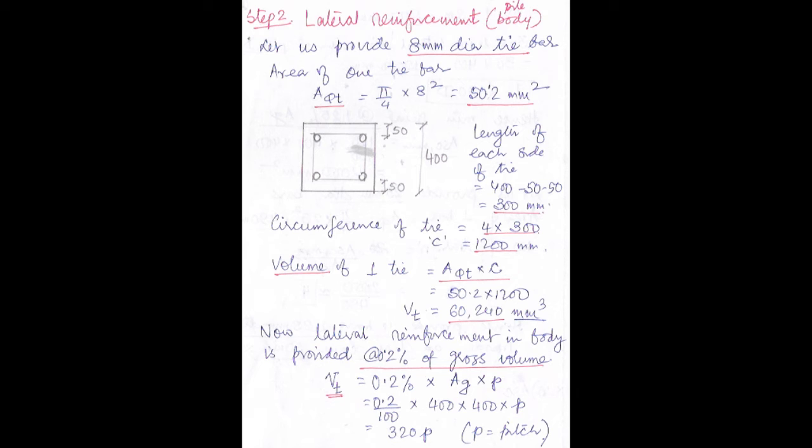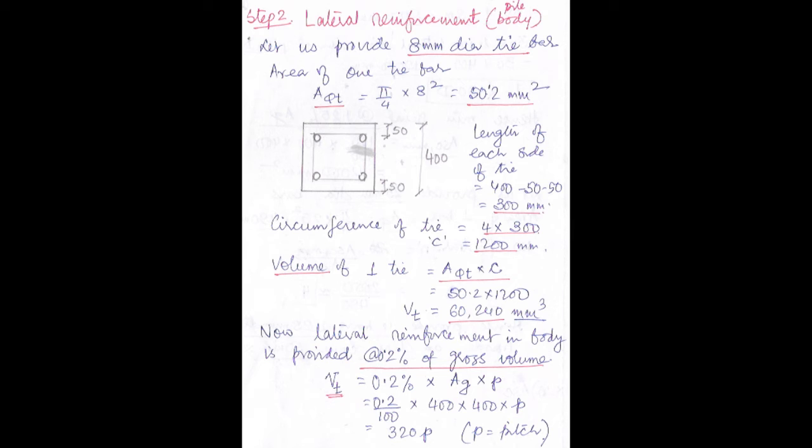So, what will be the circumference of the tie bar? It has 4 sides, so 4 into 300, that is 1200 millimeter. So, this is the circumference of the tie bar, that is C. Now, volume, how you can find out? Volume is what? Area multiplied by the circumference. So, 50.2 into 1200, that gives out to be 60,240 millimeter cube. That is the volume of one tie bar.